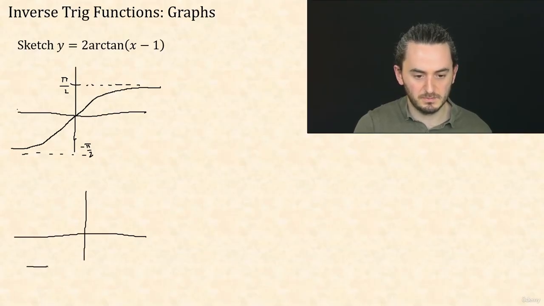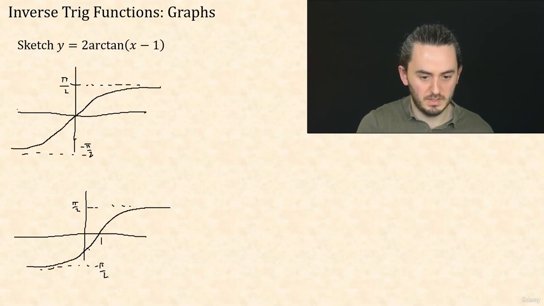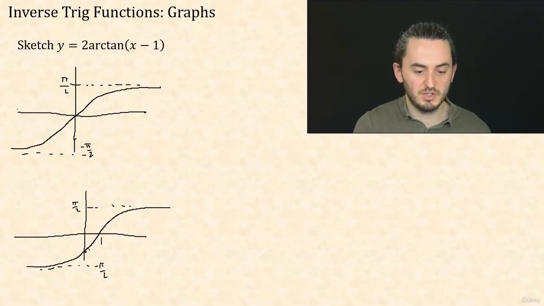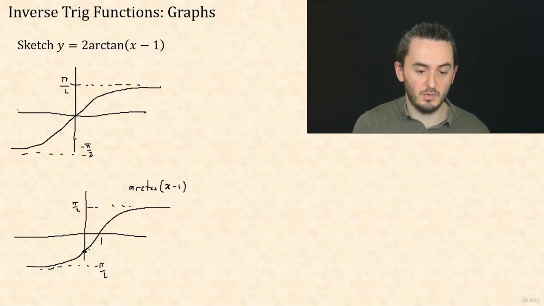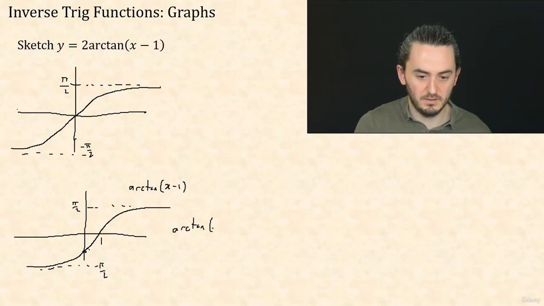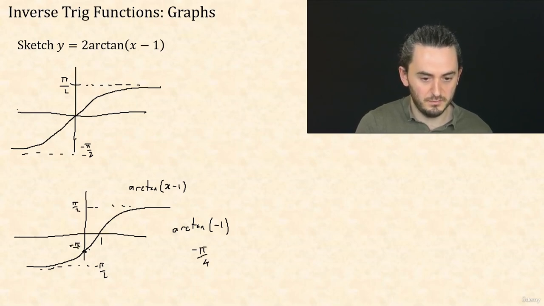So another rough sketch here. Shifting everything over to the right, I've now got something like this. Where this point here is now 1. And my asymptotes are still what they were, pi over 2 and minus pi over 2. Now, could I work out what this intercept here is? Remember, what I've sketched here is just arc tan of x minus 1. So if I wanted to work out what the y-intercept was, I'd just sub 0 into this equation, and that would be arc tan of negative 1. And if we work out what that is, it's minus pi over 4.